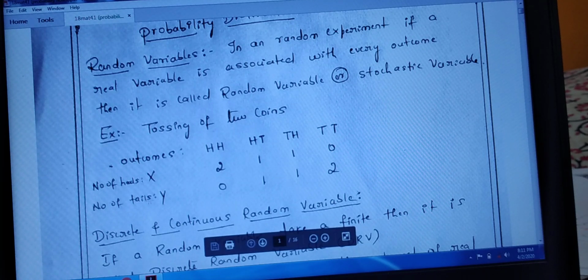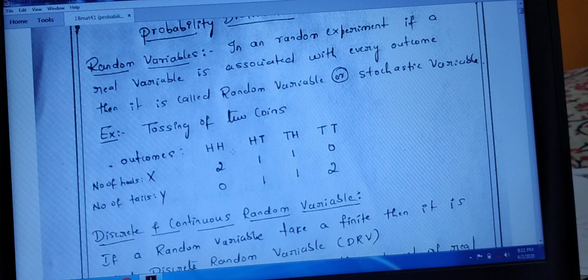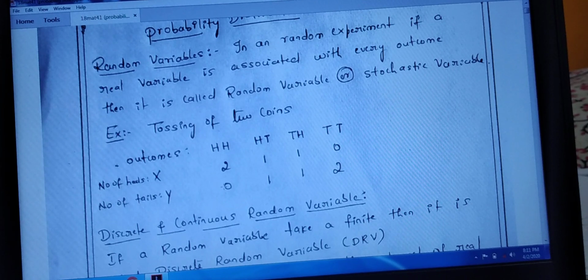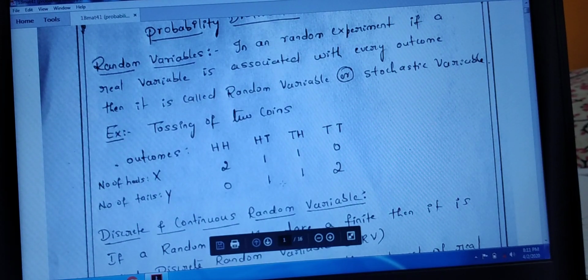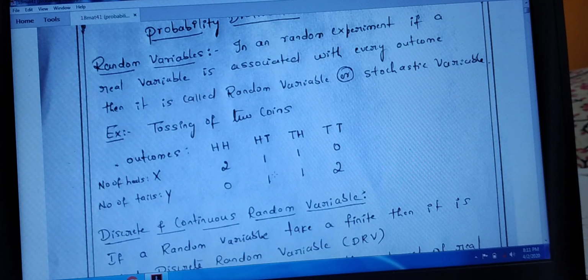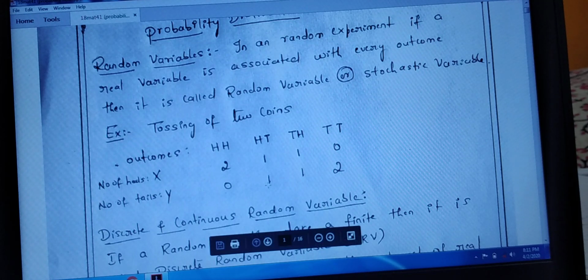Similarly, we have a random variable Y which denotes the number of tails. In our first experiment of two coins, we have got both heads. Since we don't have any tails, let us assign the real number 0 for this random experiment. In our second experiment, we have got one head and one tail, so we have only one tail, so let us assign the real number 1 for the random variable Y.